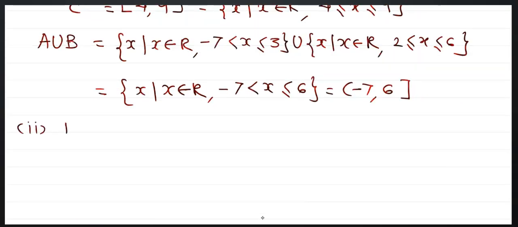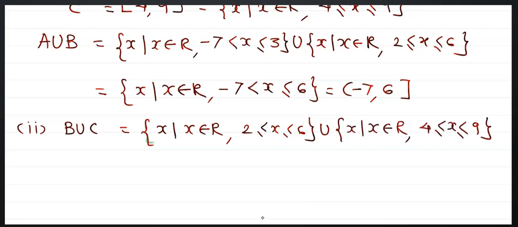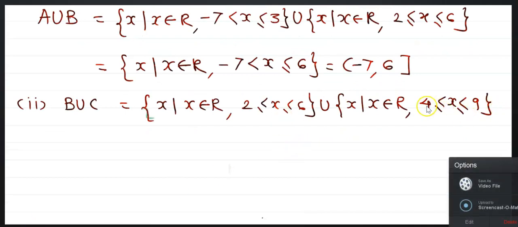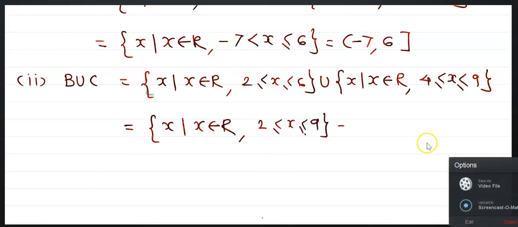Now, next is the second one, B union C. That is equal to {x : x ∈ ℝ and 2 ≤ x ≤ 6} union {x : x ∈ ℝ and 4 ≤ x ≤ 9}. It means, what is the least one? The least one is 2. What is the greatest one? The greatest one is 9. So their union is the closed interval [2, 9].